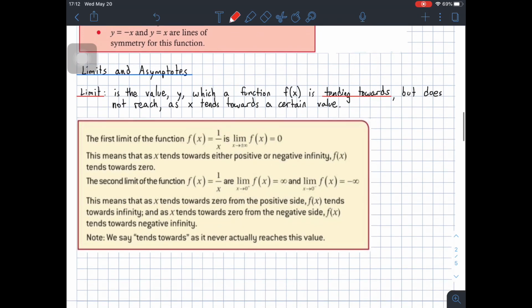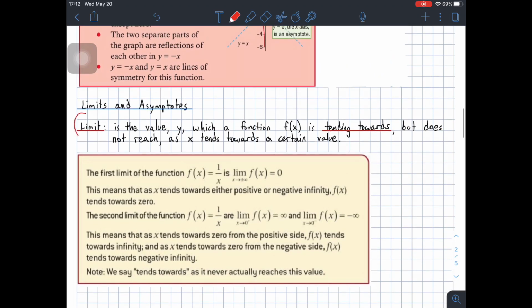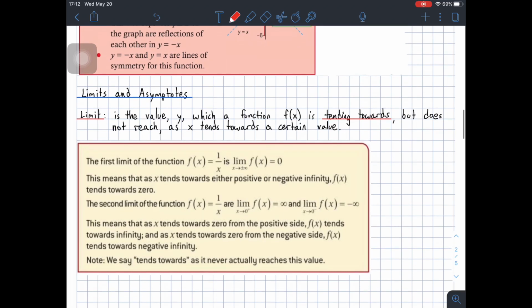Then we have limits and asymptotes. What is a limit? This is a concept that we're going to be studying further when we study calculus, which is a topic for the senior year. But I'm going to introduce this concept just for you to have an idea of what this is about.